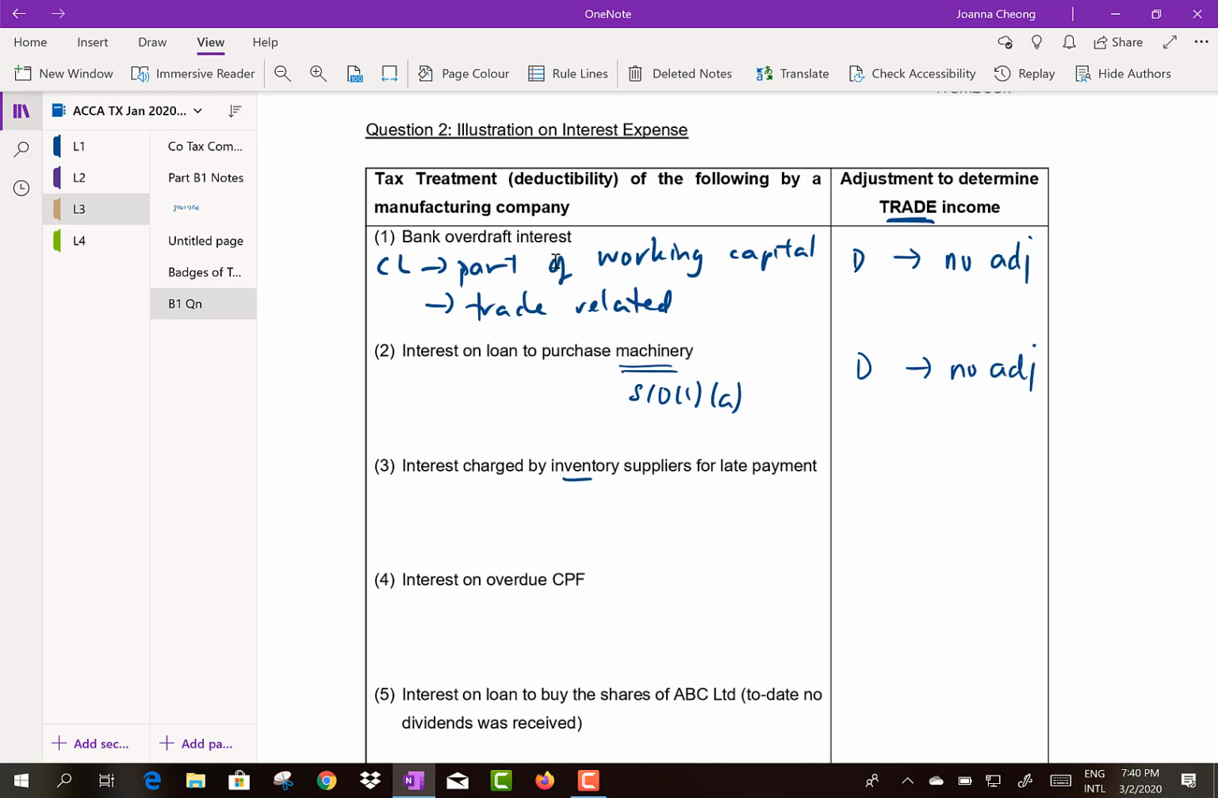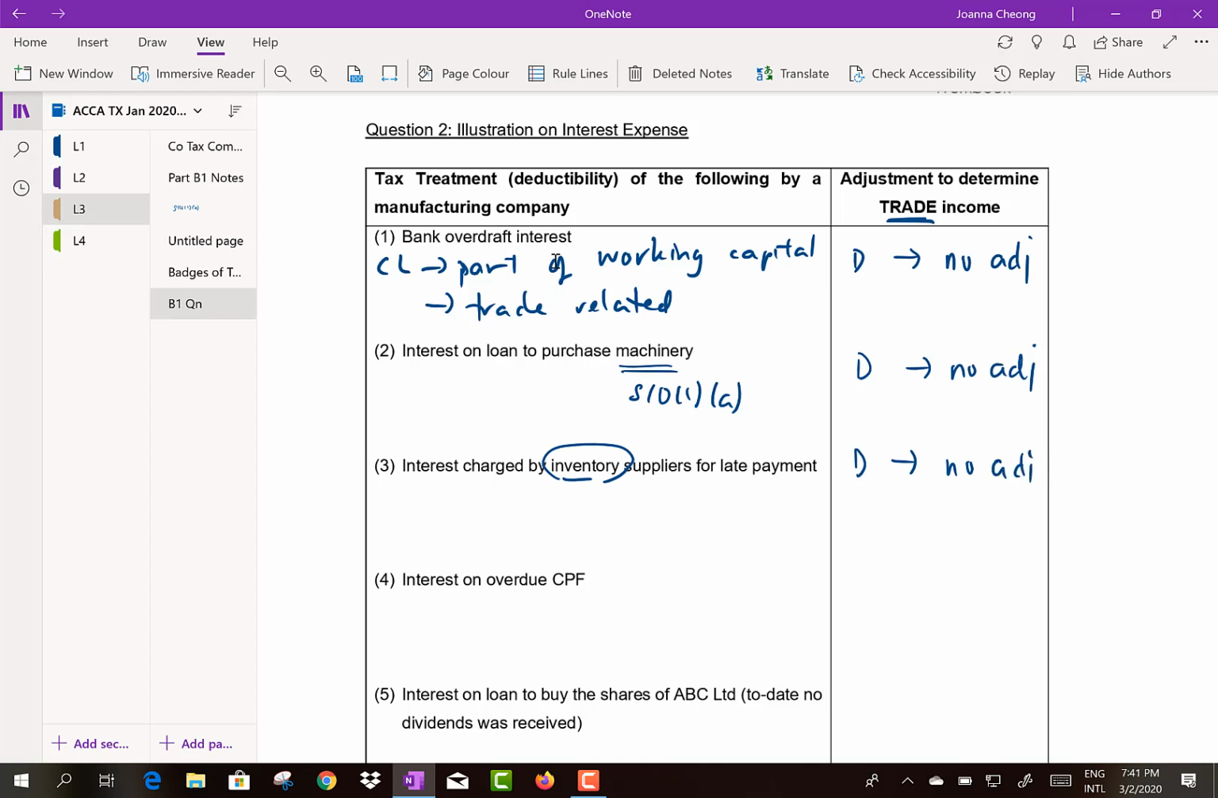Alright. It is like the supplier lends you money to buy inventory. And what's more, inventory is trade related, right? Correct or not? This is actually the giveaway. Alright, this is actually the most important part that says that it is revenue in nature, is trade related. Alright, so therefore, this is no adjustment.